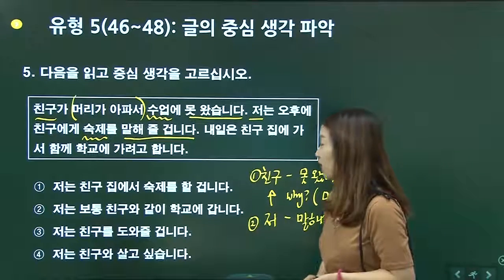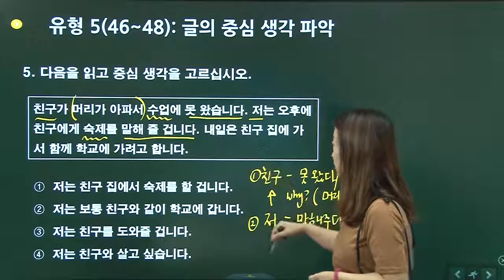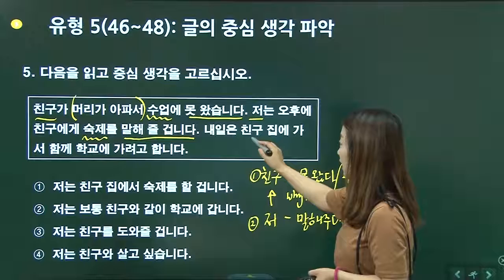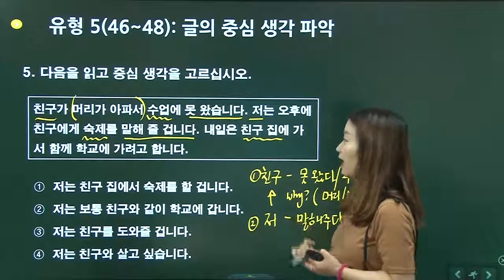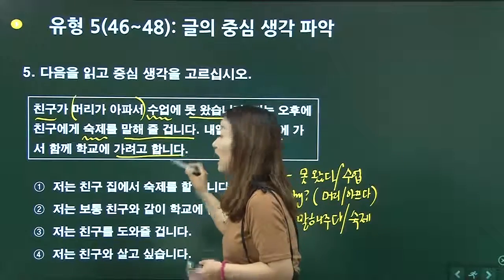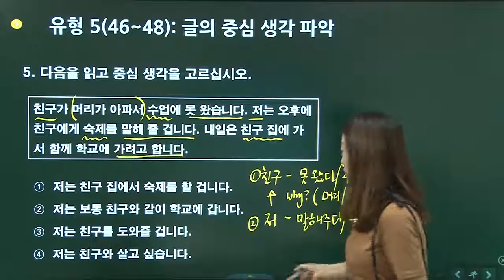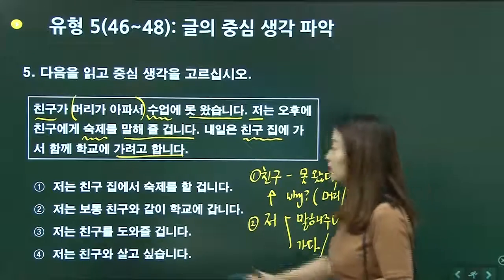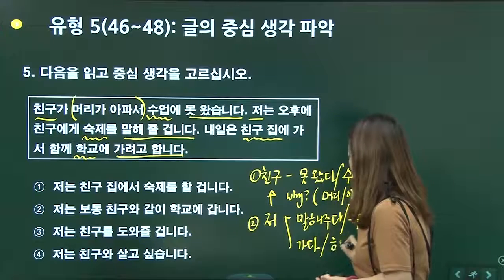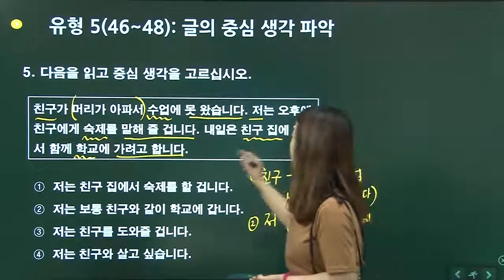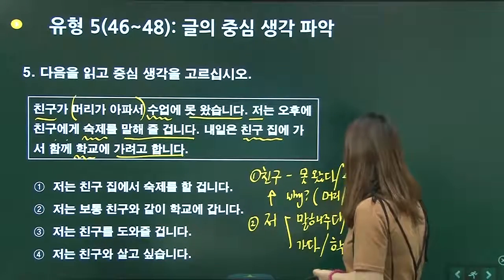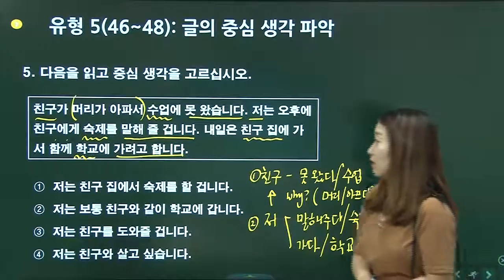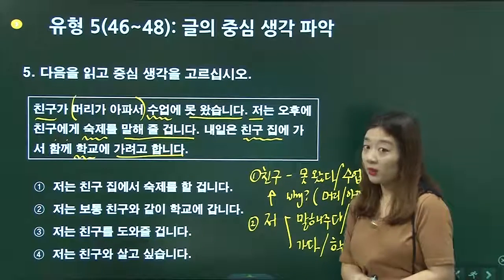내일은 친구 집에 가서 함께 학교에 가려고 합니다. So I go to, 어디에 가요? Where do I go? 친구 집에 가서 함께 학교에 가려고 합니다. I didn't do it yet, but I'm going to. What am I going to do? 함께 가려고 합니다. 가다. 어디를? Where? 학교. 학교를 가려고 합니다. 누구와? 친구와 함께. 그 친구와 함께. Can you see? So we need to find out which is the main point.